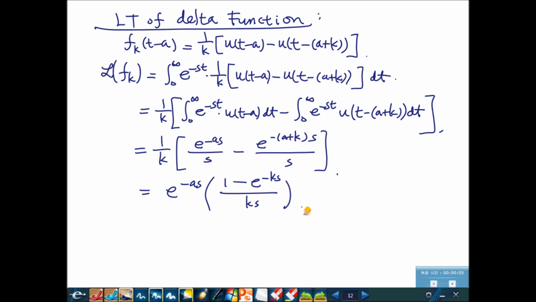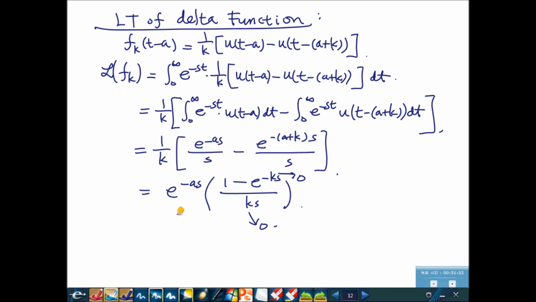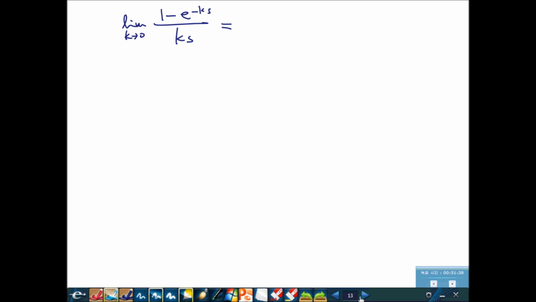Then the delta function is what? When k goes to 0. That's the delta function, right? So we can formulate this like this. So limit k goes to 0. The second term, ks over ks. Okay? So limit k goes to 0. So here, the first term has nothing to do with k, right? So we can only do that limiting process for the second term, and that's what it is.